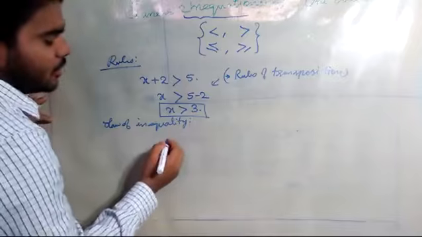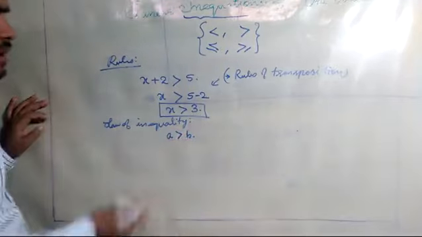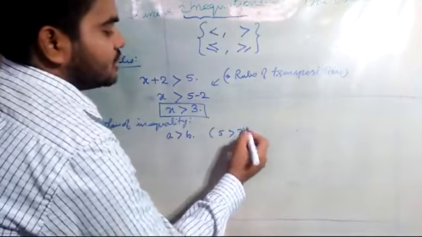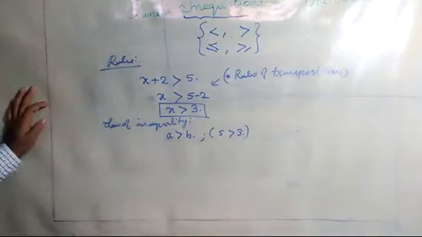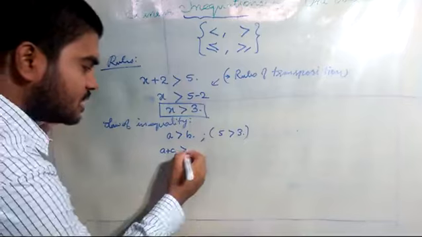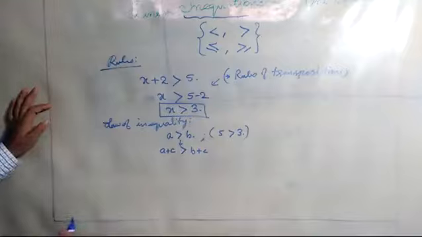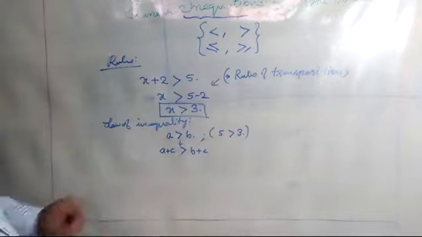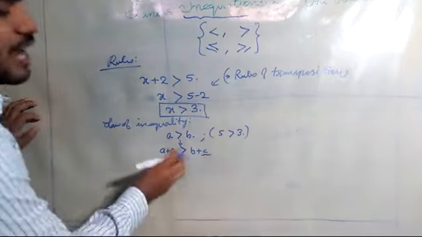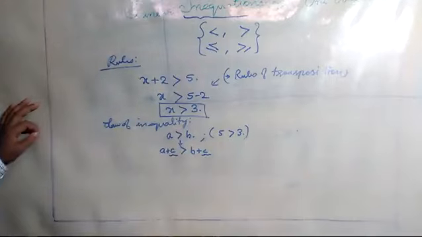If I have numbers, for example a greater than b, just take 5 is greater than 3. This is true. Now if I add any number, say for example c, on this side and also on this side, then the inequality symbol is not going to change. A and b are given, a is greater than b. If I add the same number on both sides, be it a positive number or a negative number, the inequality symbol is not going to change.